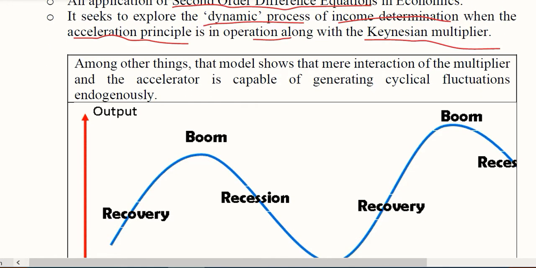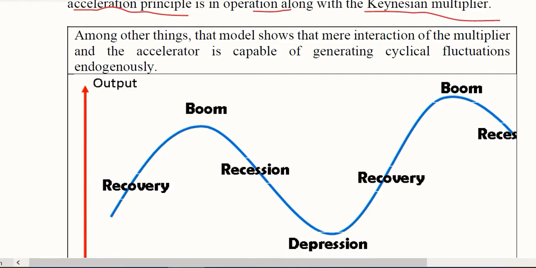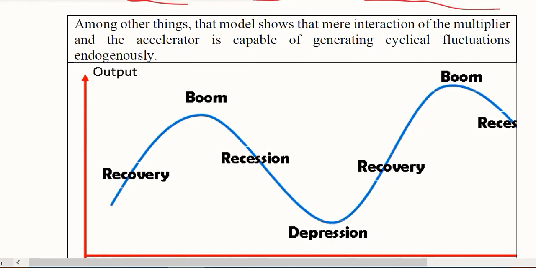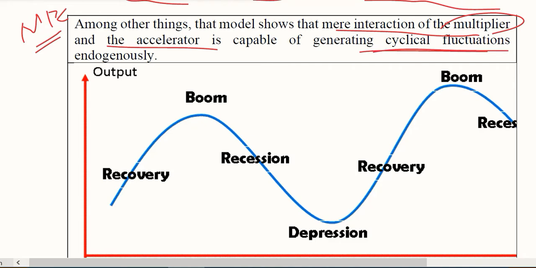Now we already know that the multiplier has the marginal propensity to consume, MPC, in the background of it. So when we introduce the interaction of the accelerator with the multiplier, it is capable of explaining the concept of cyclical fluctuations in an endogenous way. It means without any concept of external stimulus, we can explain how the multiplier and accelerator can play their role to form a business cycle.